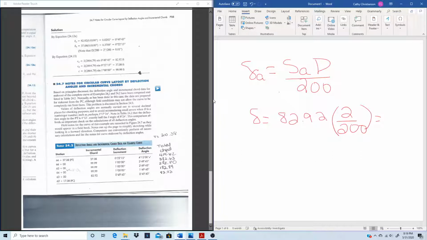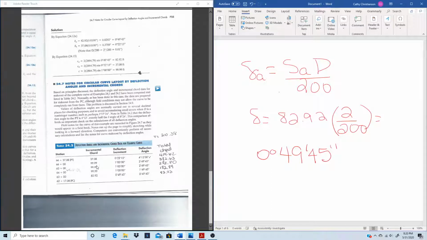And so what they did is they went ahead and did 2 divided by 200, which gave them 0.01 degrees. So you always want to look at your problem and make sure to look at what your D, your degree of curvature, is for your problem. The 200 is a constant. So when we got that one, that would give you 0 degrees, 49 minutes, and 45 seconds. So that's what goes on the first line.